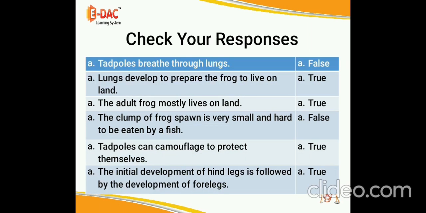So, our first answer is false. Our second statement is true. Our third statement is true. Our fourth statement is false. Our fifth statement is true. And our sixth statement is also true.